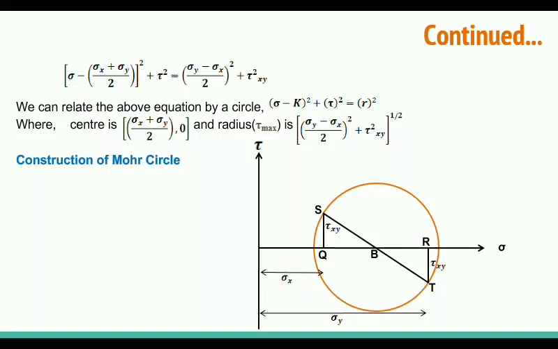And we have the radius. What is the radius? The radius is BT, or we can call it BS. These two are the radius. So we have the radius, we have the center, and we can draw a Mohr circle. Okay.